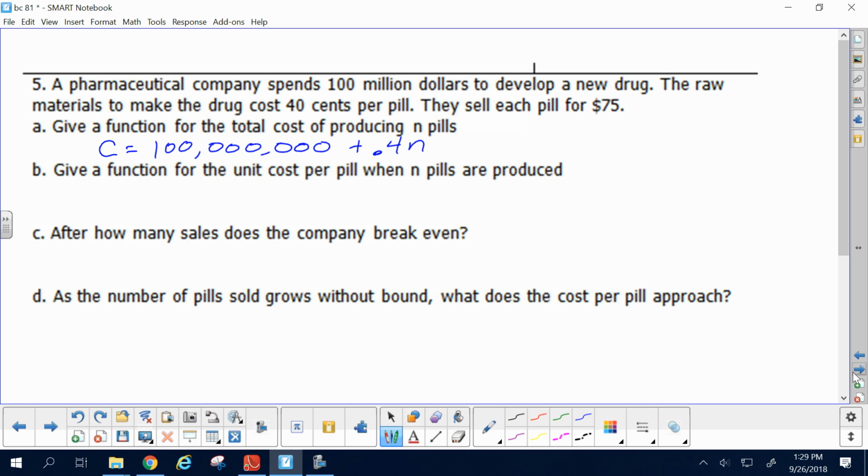$50 million and 40 cents. Each pill costs $50 million and 40 cents, right? What if they make 10 pills? How much does each pill cost? $10 million and 40 cents. If they make 100 pills, how much does each pill cost? $1 million and 40 cents. If they make 1 million pills, how much does each pill cost? $100.40. Now, even if you make 100 or 1 million pills, they're still going to pay $100 a pill.